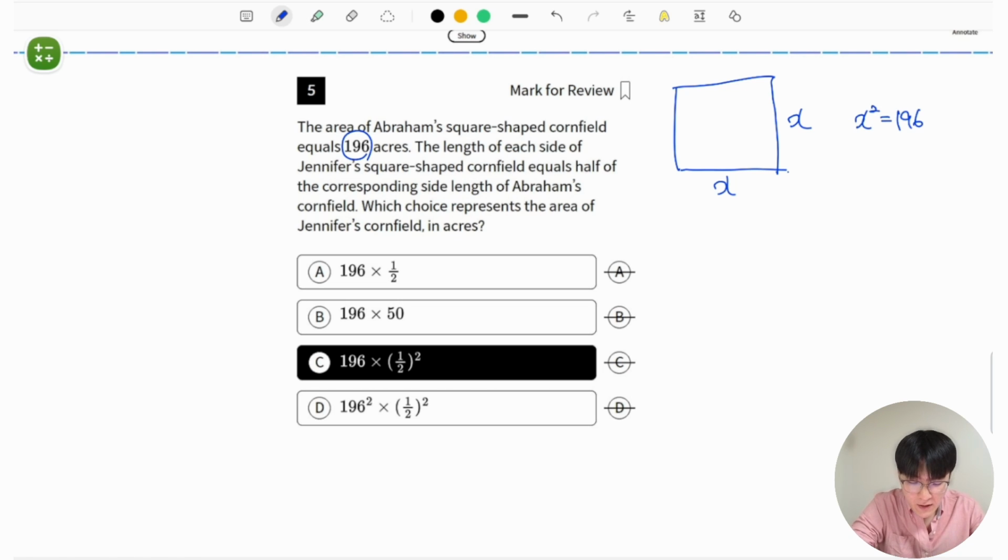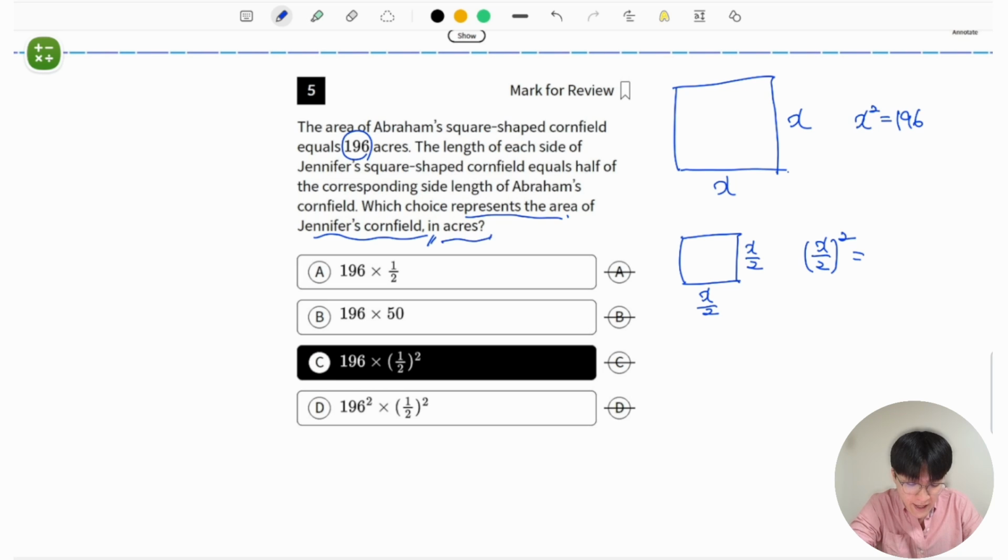Let's move on. The length of each side of Jennifer's square-shaped cornfield equals half of the corresponding side length of Abraham's. So we can set Jennifer's cornfield side length as x divided by 2 and x divided by 2. Okay, so it's (x divided by 2) squared, which will give us the area. And we want to find which choice represents the area of Jennifer's cornfield in acres.